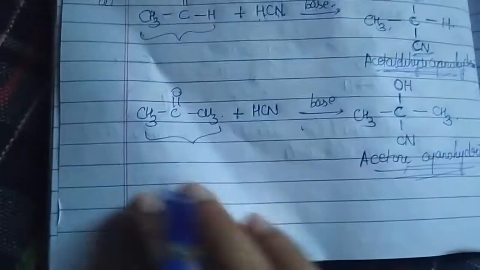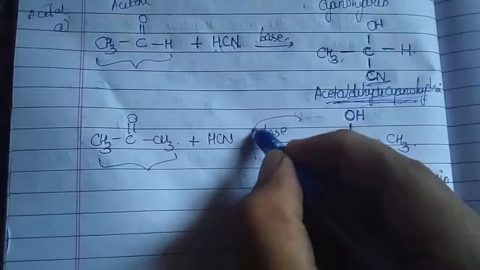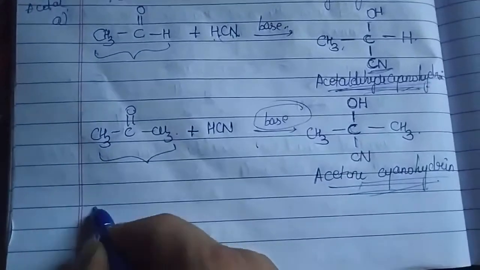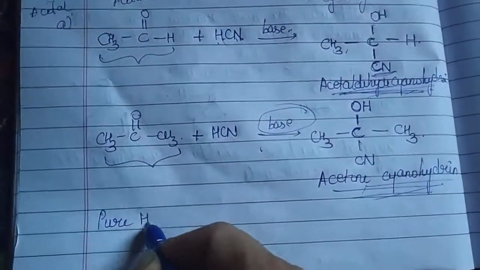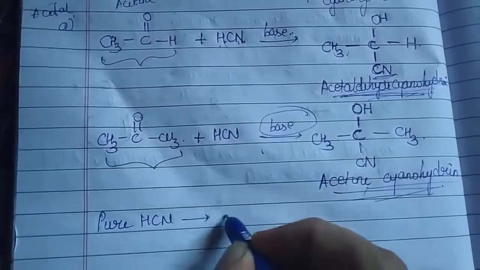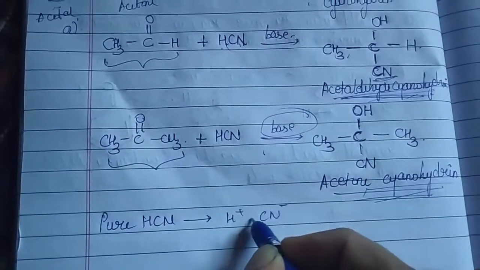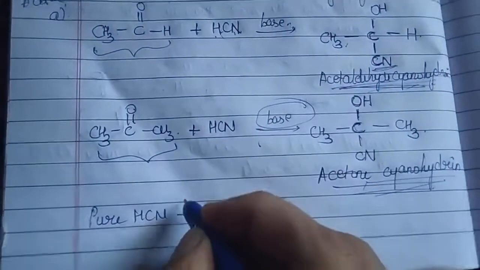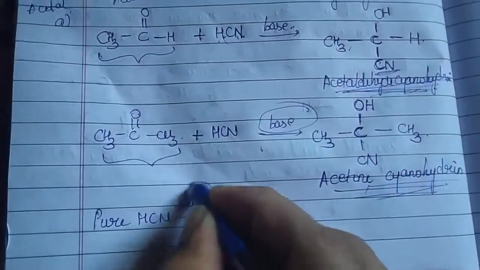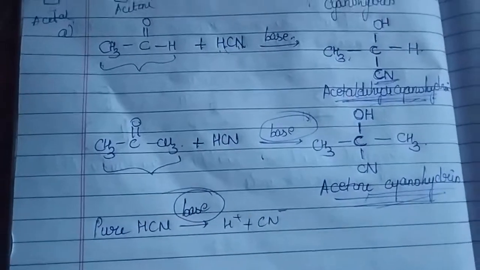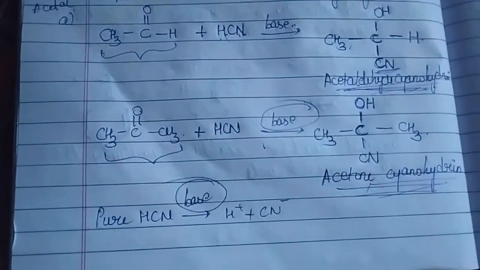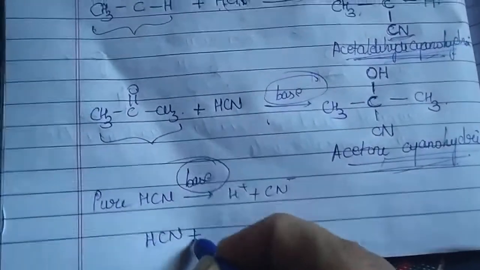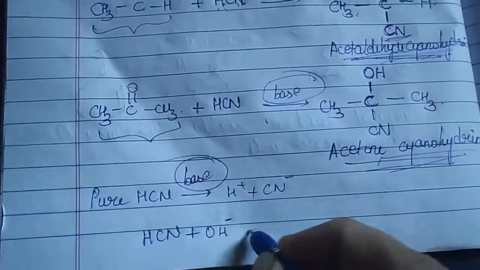Okay. As I have said, now the question arises over here. Why am I using the base? Remember guys, pure HCN takes some time to decompose and give H plus and CN minus. It is taking some time. So therefore what we do, we add a base over here. So as soon as you add a base, what happens? It will promote the dissociation of HCN, and easily first of all HCN will react with the OH minus of your base.